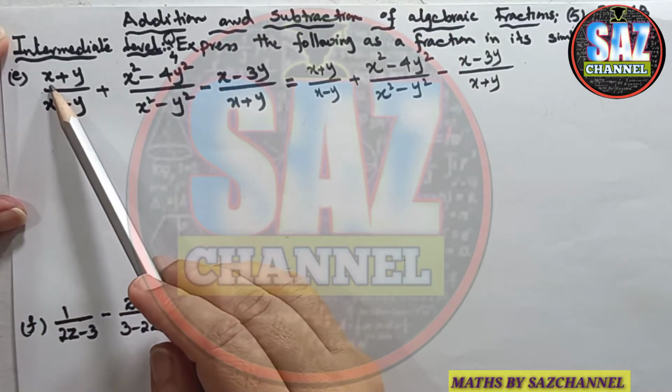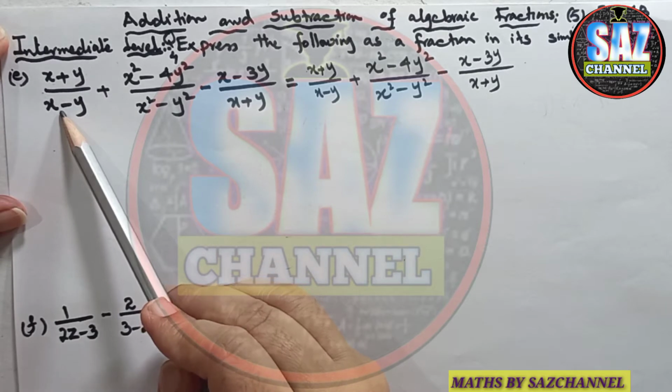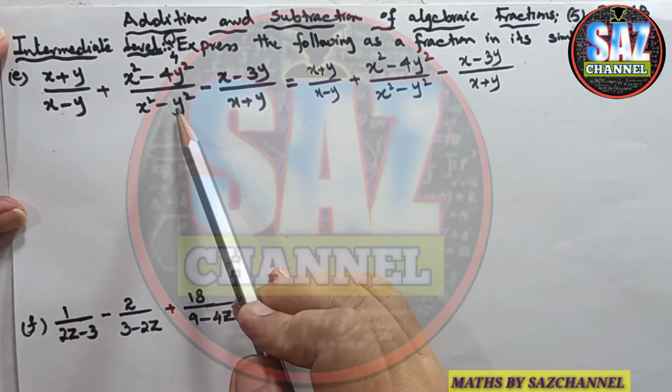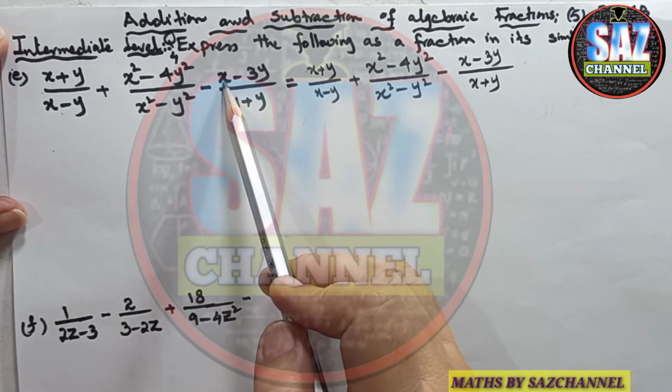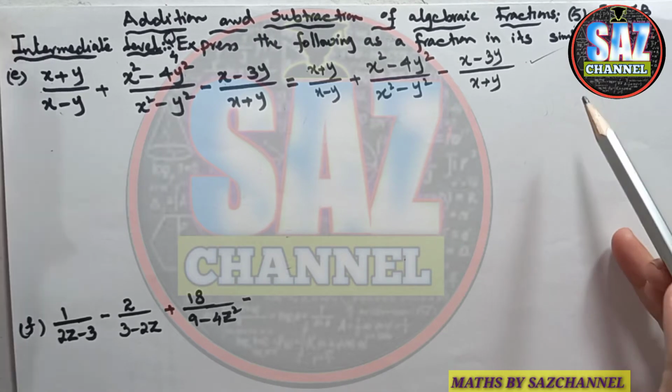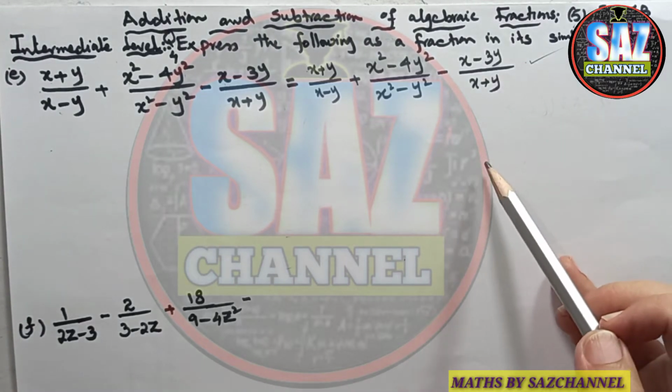The question says (x plus y) upon (x minus y), plus (x square minus 4y square) upon (x square minus y square), minus (x minus 3y) upon (x plus y). It's always good to rewrite the question, so I've written the question for you.